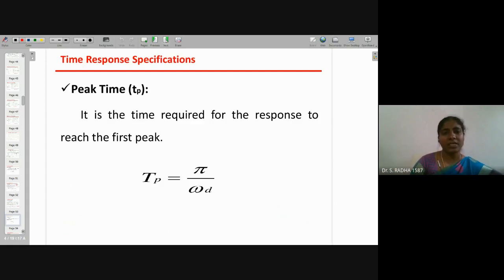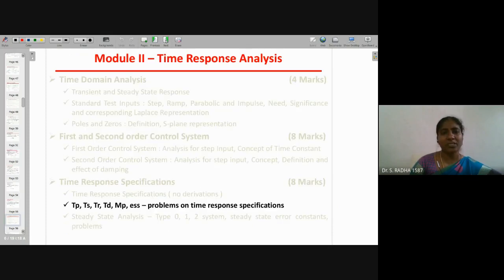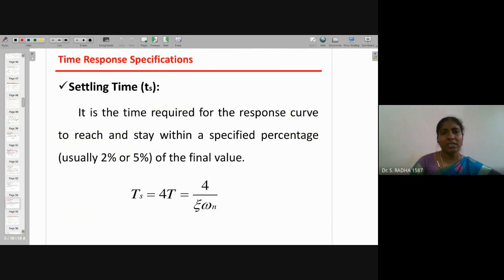And the last one is settling time. Settling time means when it reaches that standard final value 1 with 2 to 5% tolerance. With 2 to 5% tolerance, it is 4 time constants. Time constant is 1 by eta omega n. So these are the 5 formulas we have seen.